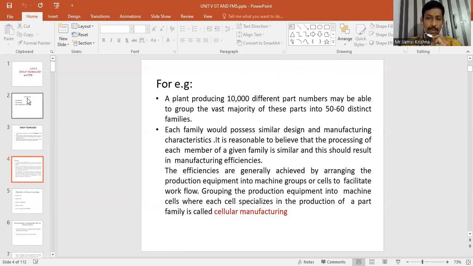It is reasonable to believe that the processing of each member of the given family is similar, and this should result in manufacturing efficiencies. The efficiencies are generally achieved by arranging the production equipment into machine groups or cells. This is what we also call cellular manufacturing. These machine groups are arranged only if we have a set of part families. These part families are classified based on the design or manufacturing similarities. That is the main motto of group technology.